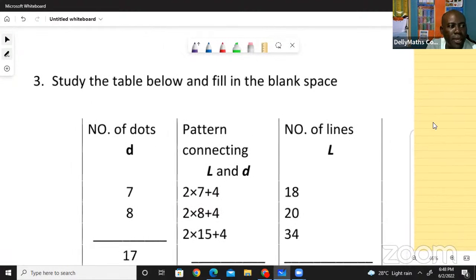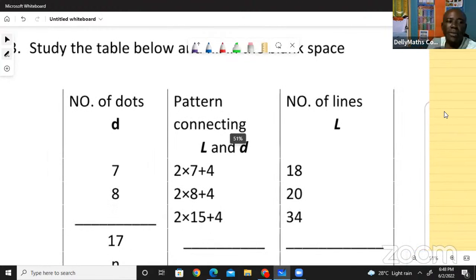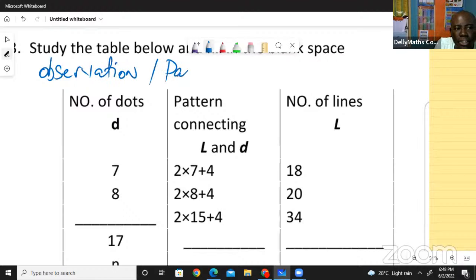Study the table below and fill in the blanks. You're going to get a question like this. At the CXC level, we call this one the observation question or pattern. If you notice over the years, you would have been seeing these coming on your exams, in first form, second form. I think the pandemic messed up a lot of things, but it's always on it because it is at number 7 for CXC.